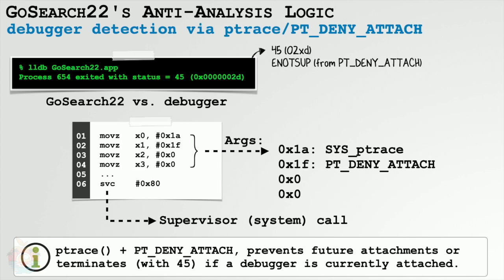If we look at the arguments, especially in the context of this supervisor call, we can see that the hex value 1A maps to sys_ptrace. So now we know the malware is invoking the ptrace system call. In the context of the ptrace system call, the value of 1F maps to the PT_DENY_ATTACH flag. If we read up about this flag, we see that when passed to the ptrace function, this tells macOS to terminate an application if it's being actively debugged, and if it's not, prevent a debugger from being attached.